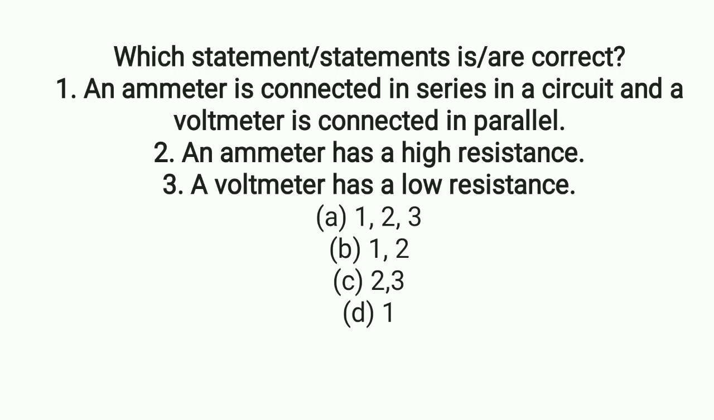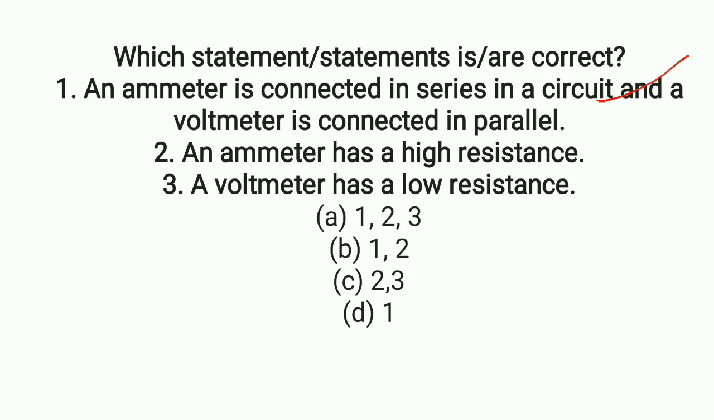So here you look at, the ammeter is connected in series in a circuit, and the voltmeter is connected in parallel. Absolutely right. We know that an ammeter is always connected in series, whereas a voltmeter is always connected in parallel. So this one statement is correct.